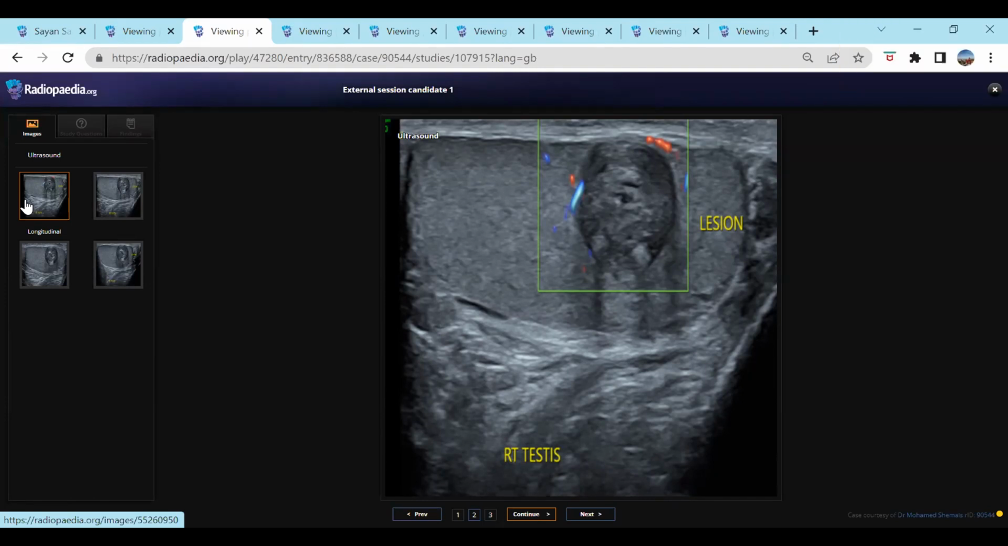MRI may be helpful in that case. Scrotal MRI is usually done. Other than imaging, other than radiology, maybe I would refer this patient to urology for examination. Are there any other markers apart from imaging?